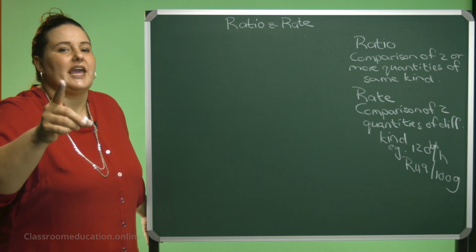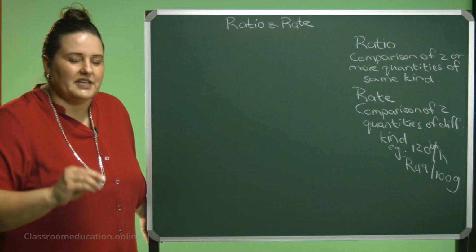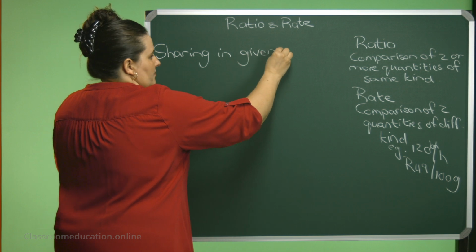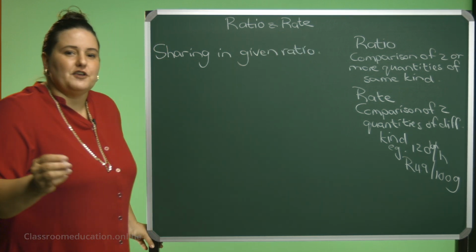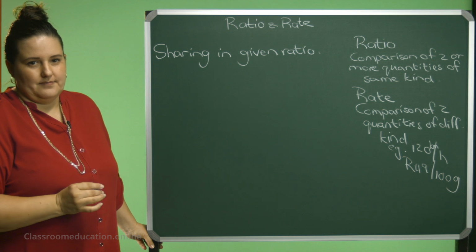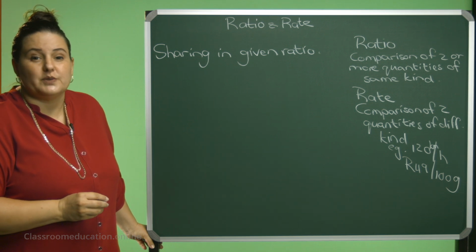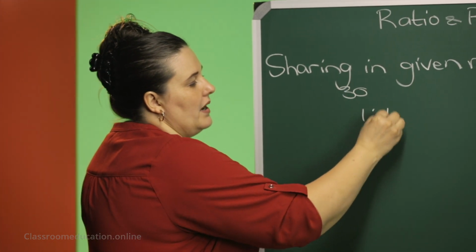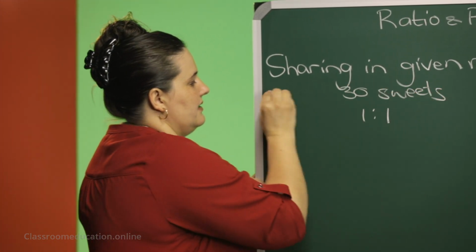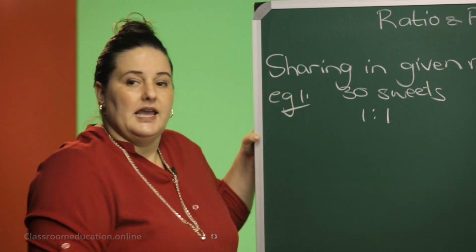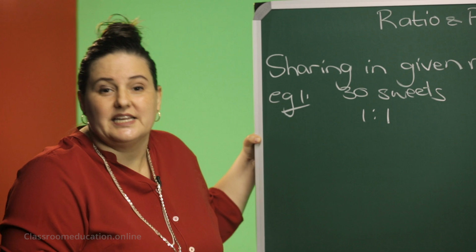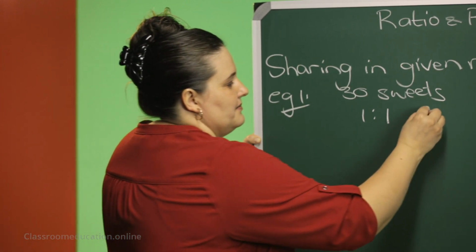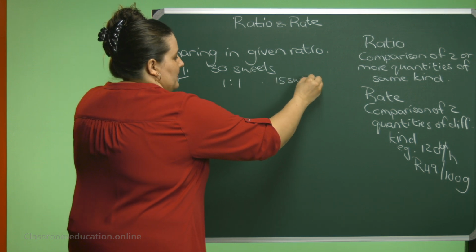Now, let's share in a given ratio. If you have 30 sweets and you need to share 30 sweets between two people in the ratio 1:1, let's say this is our first example, how many sweets will each person get? Straightforward, 15 sweets per person.